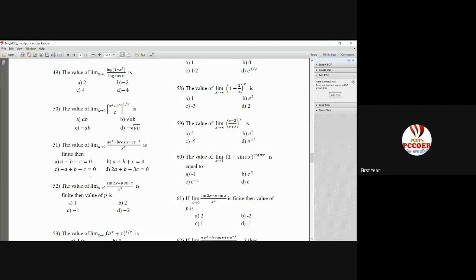Clearly we are getting that a minus b plus c is equal to 0, which is more closer to minus a plus b minus c is equal to 0. So you have to pick the most appropriate answer and then say report invalid.